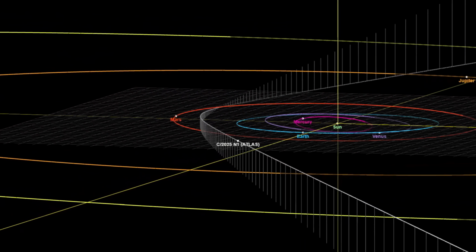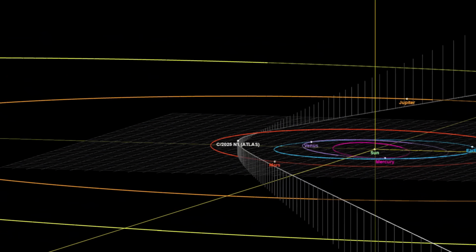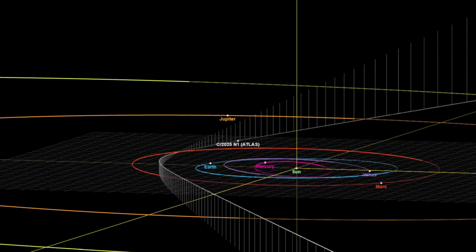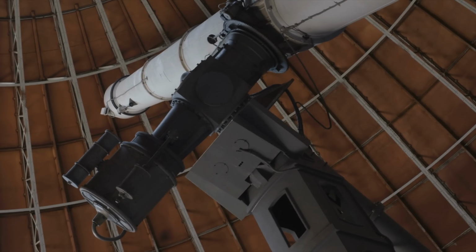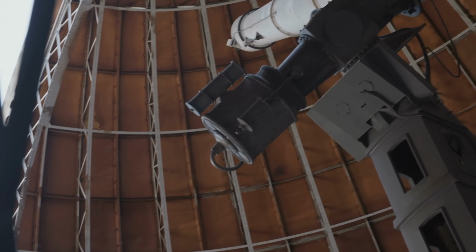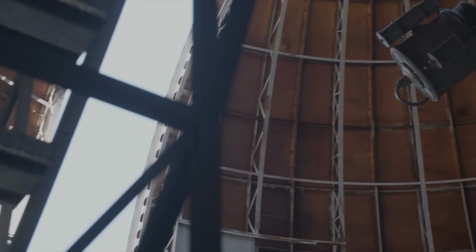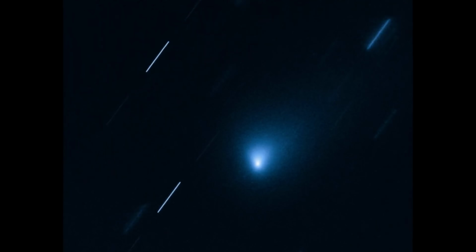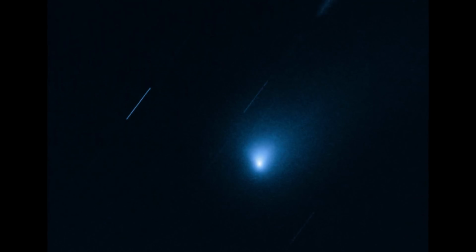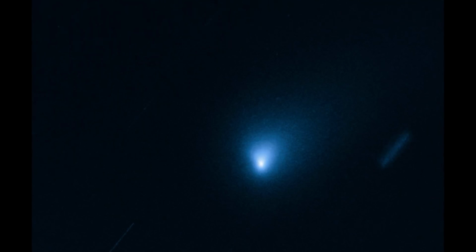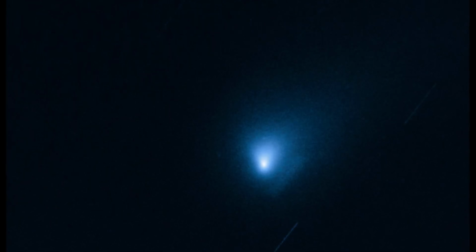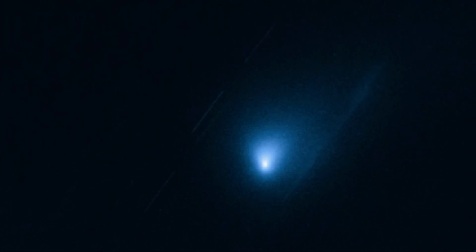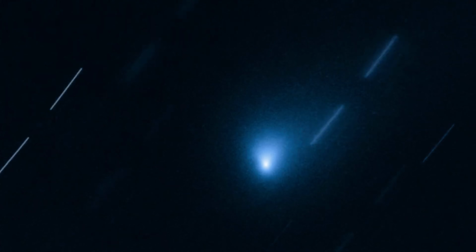Eventually, 3I Atlas will emerge from behind the sun, though at greater distance and reduced observable activity. Telescopes will capture additional data, but the pivotal phase of its passage has already occurred. It will continue outward, decreasing in brightness until it becomes indistinguishable from background stars and interstellar dust. Once it reaches that point, no optical instrument currently available will be able to track it reliably. The opportunity to record detailed knowledge will be closed.